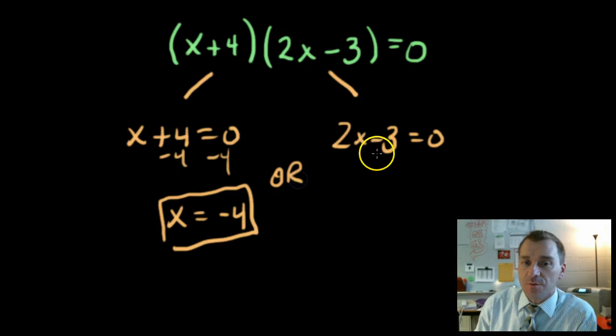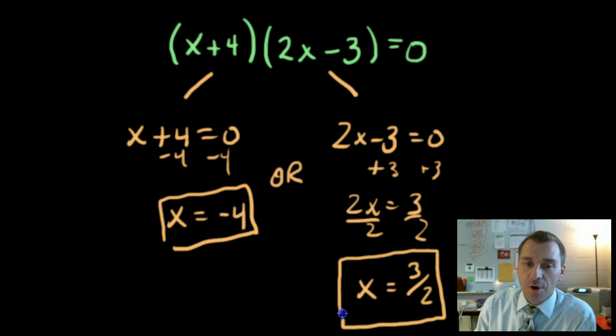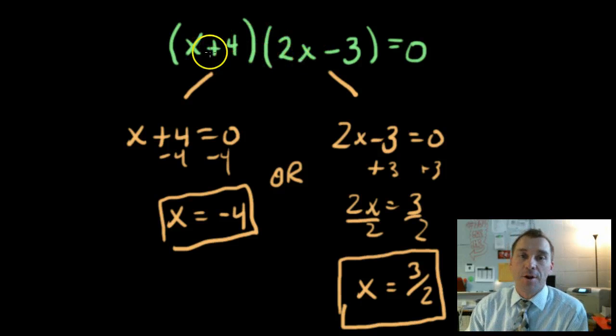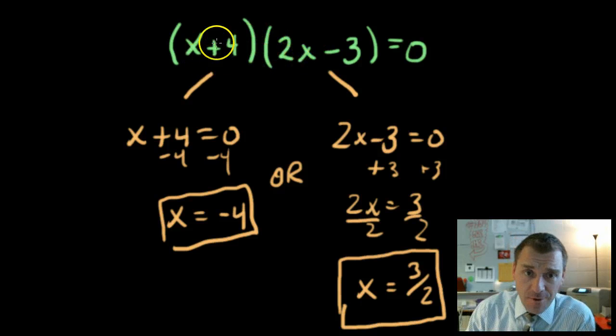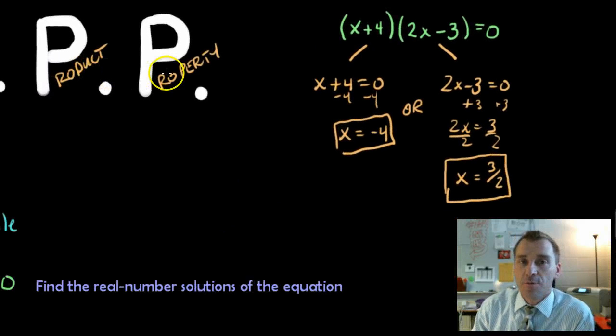Or the other scenario was when I add 3 over here, and then you divide by 2. So one of your other possibilities would be that x would be equal to 3 over 2. So there's your two situations. You take the factors, whatever they are, the binomials or the trinomials, and set them equal to 0. That is ZPP, zero product property.